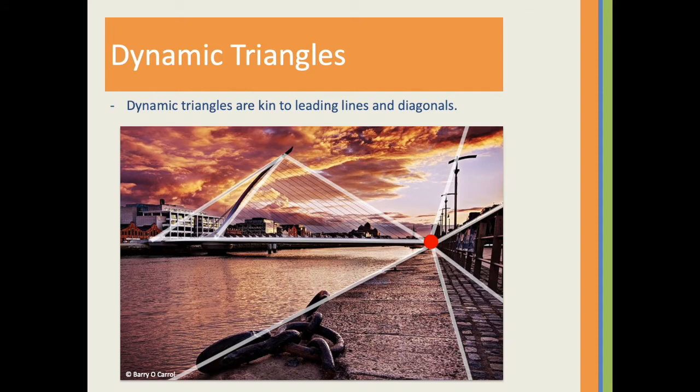So this picture is of the Samuel Beckett Bridge in Dublin, and it has plenty of triangles and diagonals in the scene. So the bridge in itself is a triangle. Then there is the sidewalk leading to the bridge. There are also several implied triangles in the scene. If you notice how the leading lines here in the green on the right of the frame are all diagonal and form triangles that all meet at the same point, at the same vanishing point. So all this creates a lot of dynamic tension in the scene.